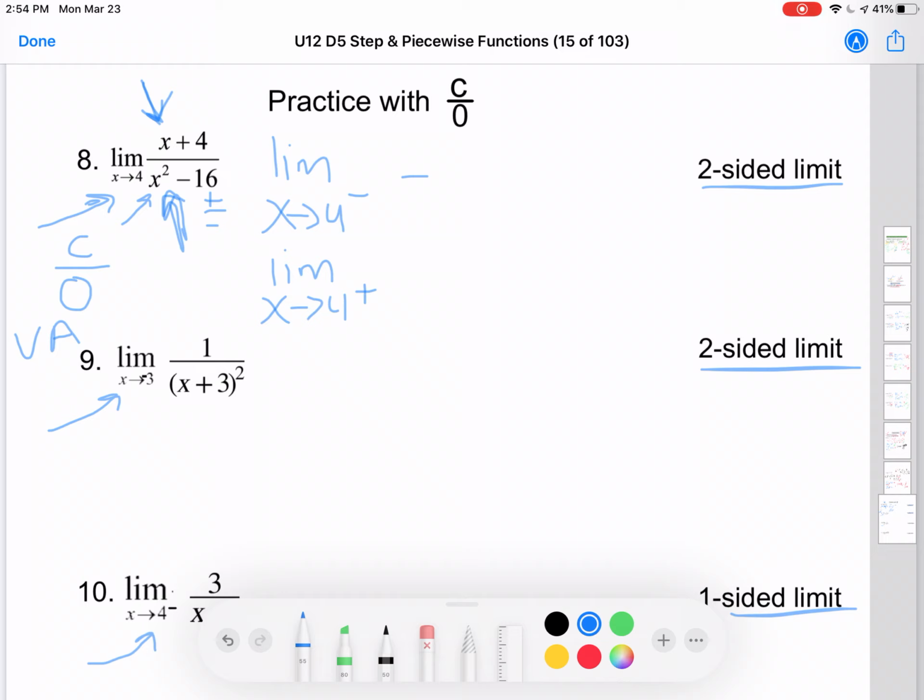Now let's approach from the right. So I'm going to put in something a little bit bigger than 4. I have a positive, and something a little bit bigger than 4 squared minus 16 is going to be positive. So we can see that these guys are different, so it does not exist.